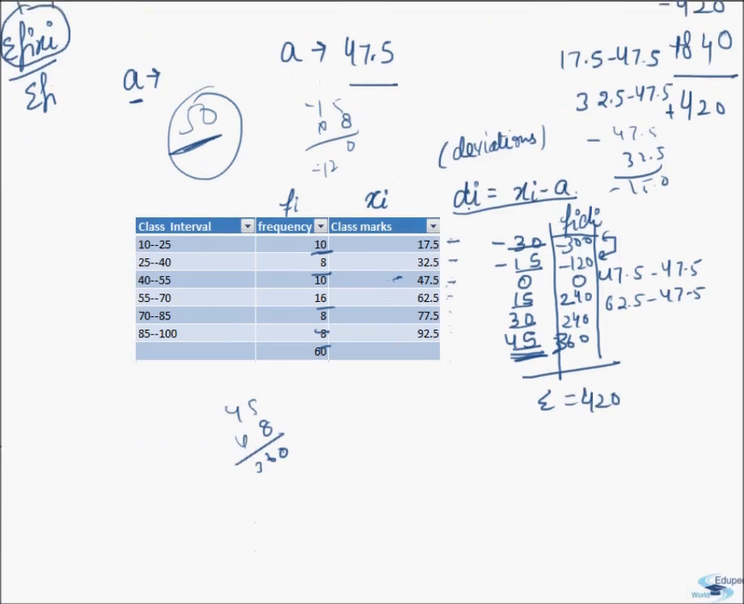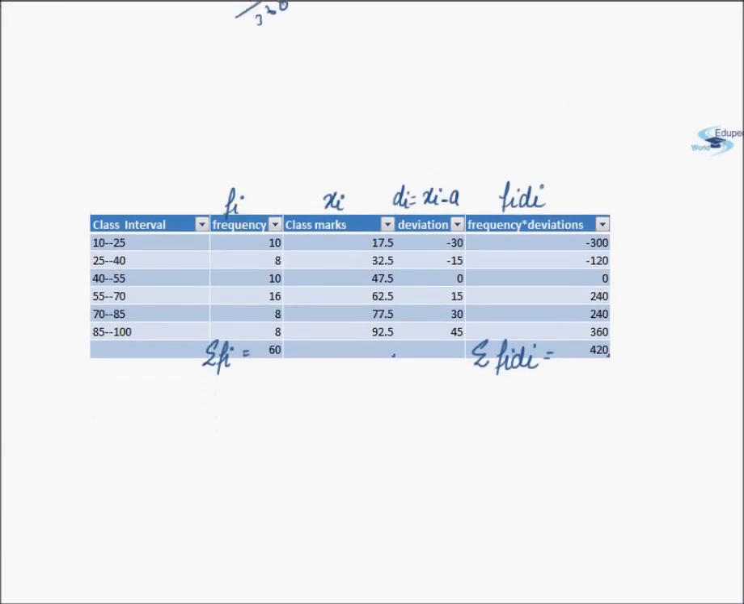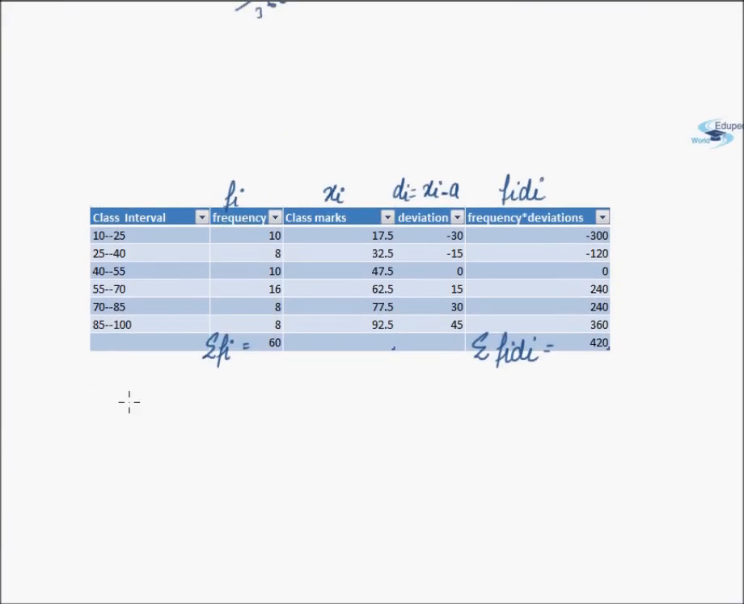So a simplified and well tabulated figure is shown. Here we have calculated the deviations, the product of deviations and the sum.